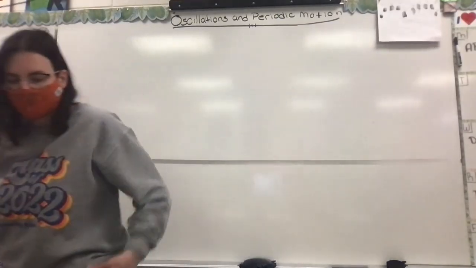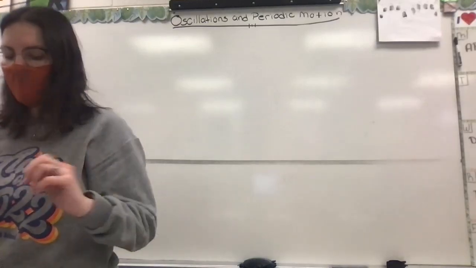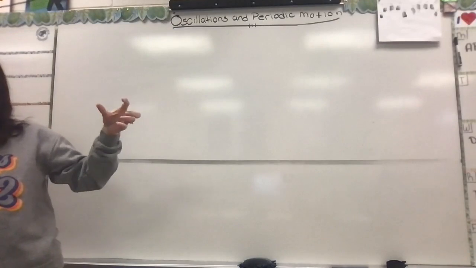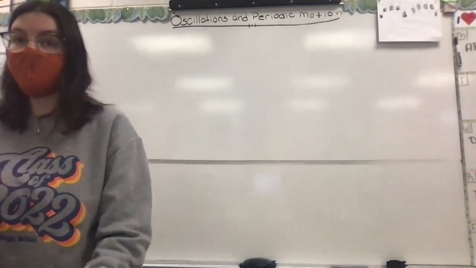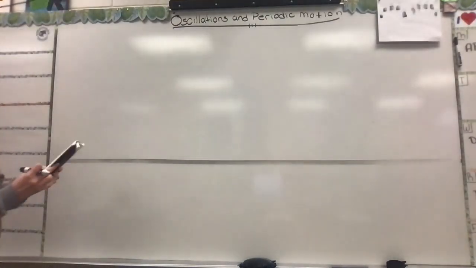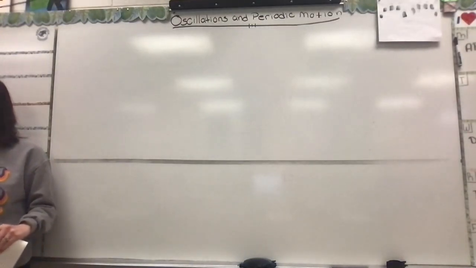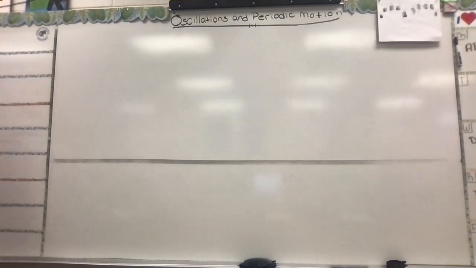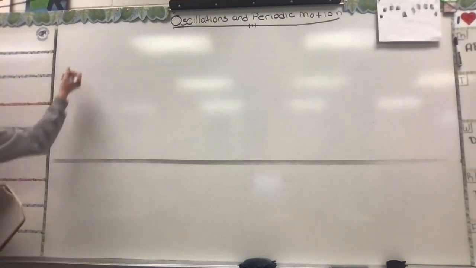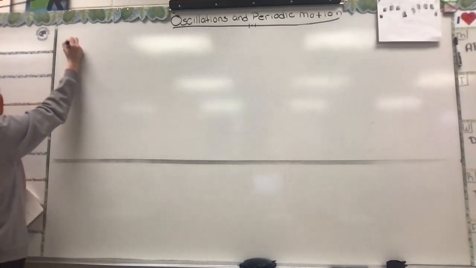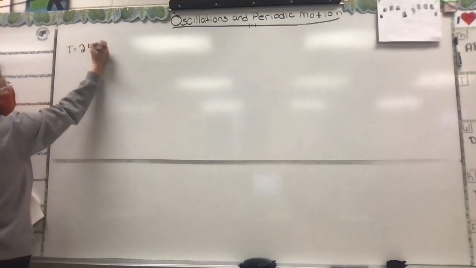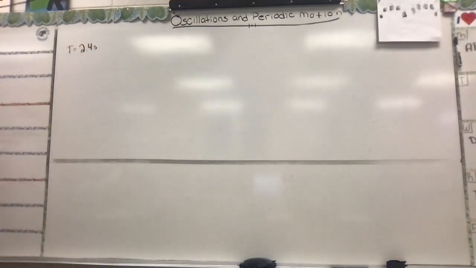Alrighty, so we are going to focus on a little car, frictionless, that is attached to a spring. It's going across the table. It completes an entire oscillation every 2.4 seconds. So what does the 2.4 seconds represent, do you think? The period. So our period is going to be 2.4 seconds here.